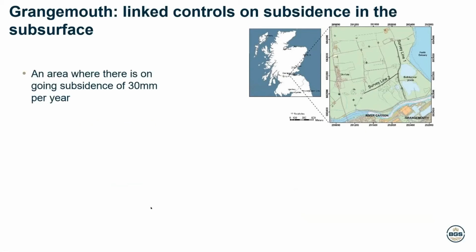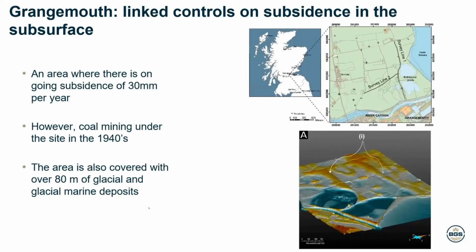So the question is, and also in that area, we have 80 meters of glacial and glacial marine deposits separating rockhead from the land surface. So what was going on here? We could see what looked like ongoing mine subsidence, yet the mining finished 80 years ago, and we had a huge thickness of Quaternary deposits between them.